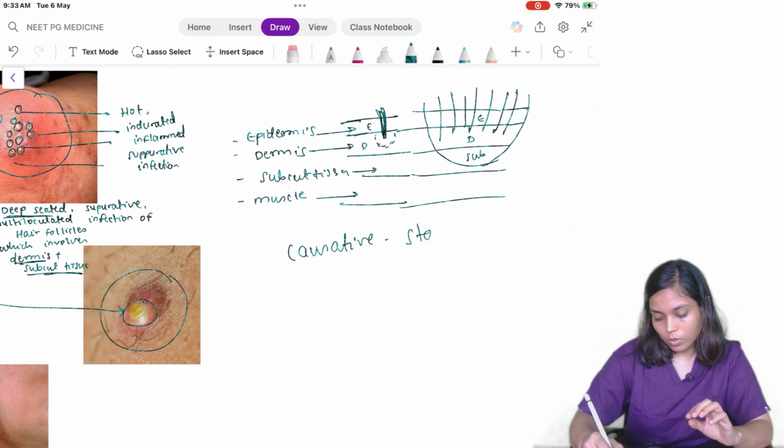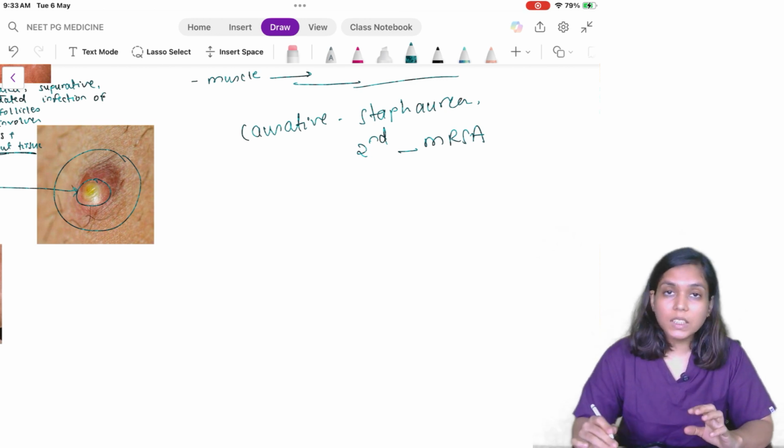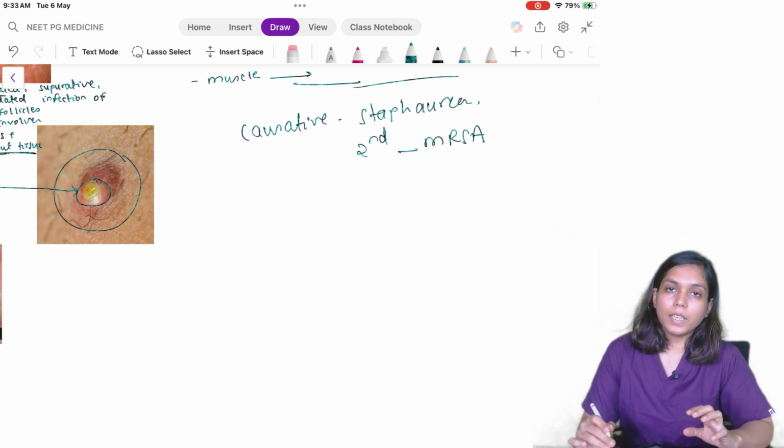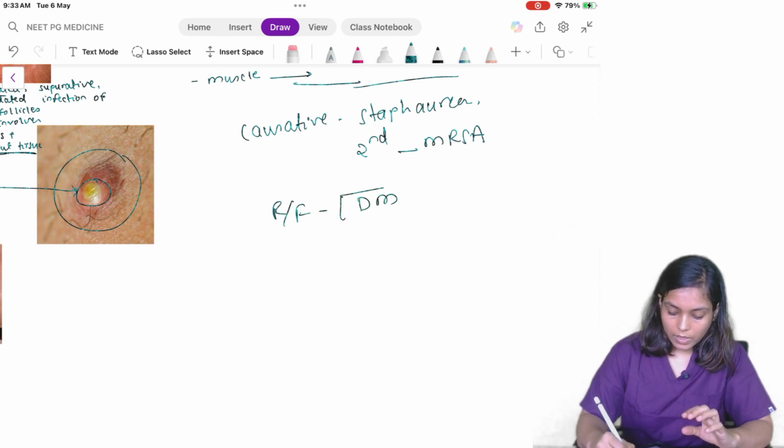It's Staphylococcus aureus, and second MRSA. Now what are the risk factors by which people are getting affected? The most important risk factor is diabetes mellitus. Here comes your next MCQ.